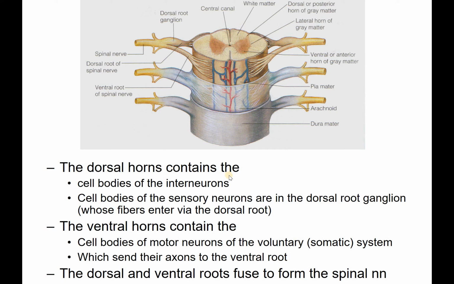The dorsal horns contain cell bodies of interneurons and sensory neurons. And then the ventral horns contain the cell bodies of motor neurons. Okay, so make sure you write that down. The dorsal horn is responsible for sensory input, and the ventral horn is responsible for the motor neurons. Okay, we'll map that out later. But for right now, please just know that definition. Dorsal horn, sensory input, anterior horn, motor output.